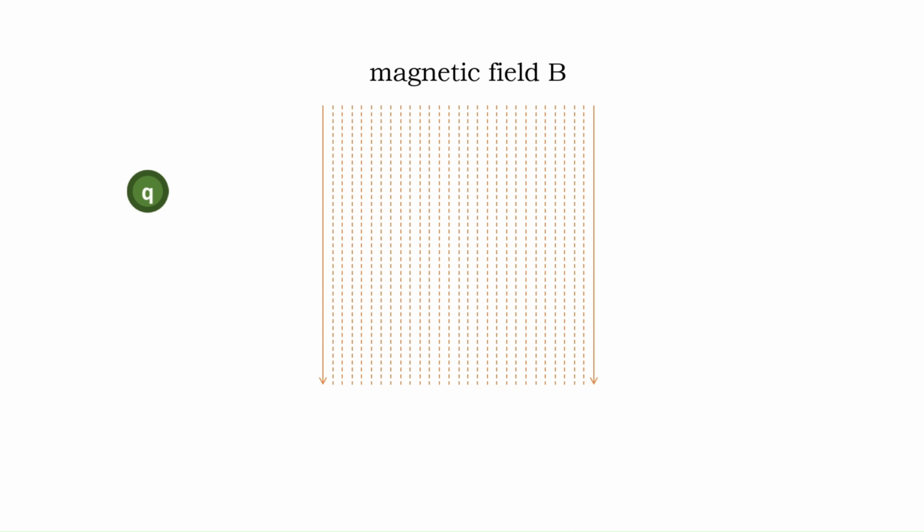Imagine a charged particle like an electron or a proton moving with velocity v. Now, it enters a magnetic field, B, and this magnetic field is perpendicular to the particle's direction of motion.